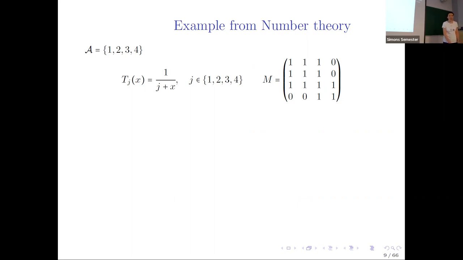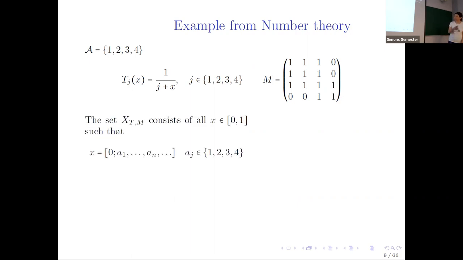And what do we do here? So we fix four digits for simplicity. And we consider four maps, corresponding to each of these digits. These maps are just inverse branches of the Gauss map. And we also have a Markov condition, so here is a matrix of size 4x4 of 0s and 1s, which adds a Markov condition to our iterated function scheme.